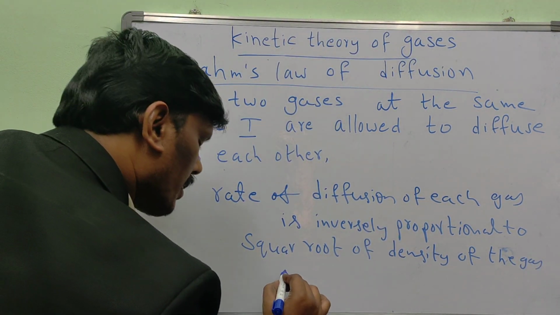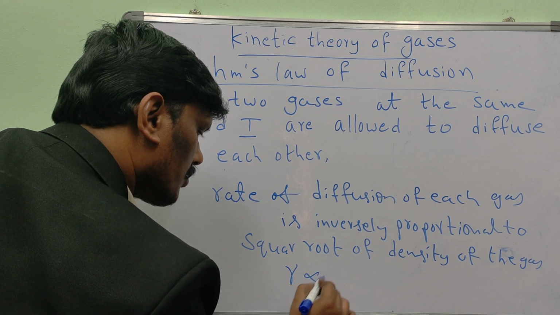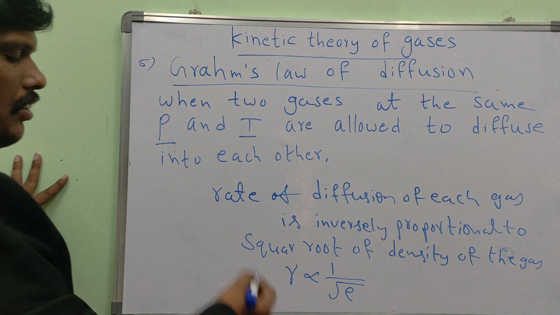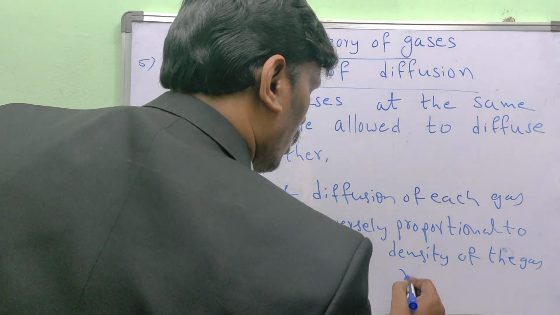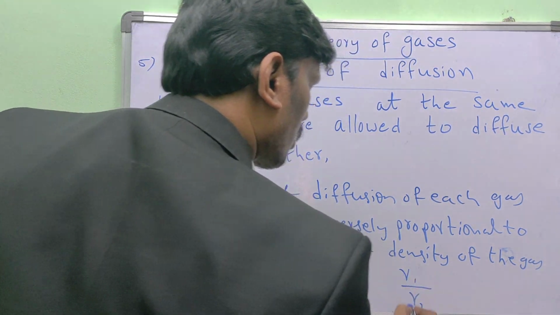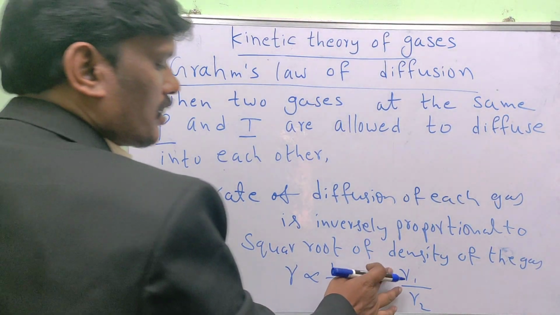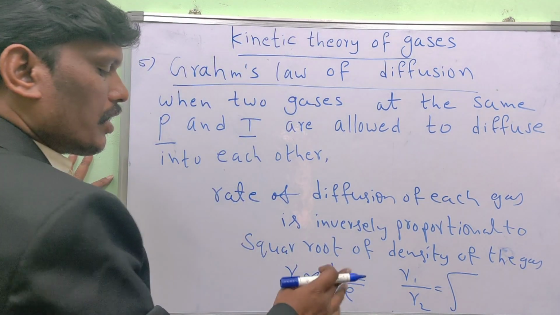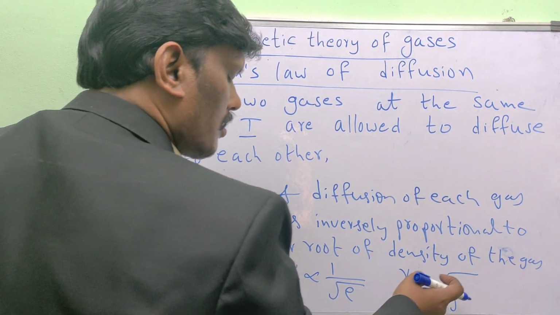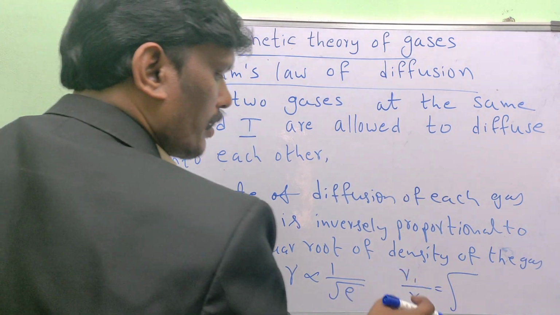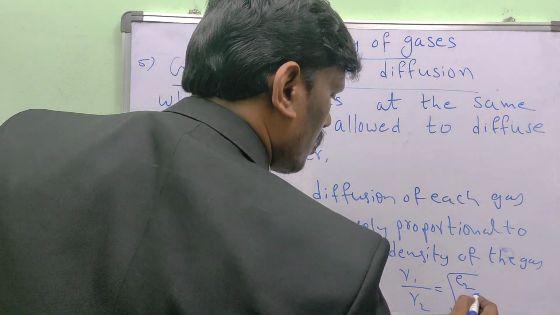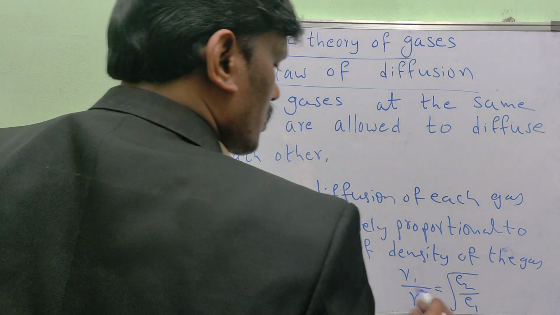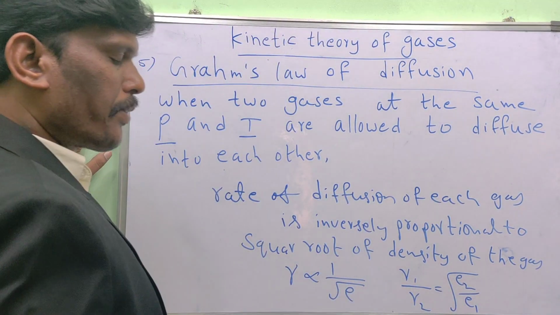That means rate of diffusion is inversely proportional to square root of density of the gas. Then how to write the formula? R1 by R2, where R1 and R2 are the rates of diffusion of the first gas and second gas, is equal to square root of rho inversely proportional. Inside the root, rho is inversely proportional, so 1 by 2 means 2 by 1, that means rho 2 upon rho 1. This is the required formula, the relation between rate of diffusion and density.